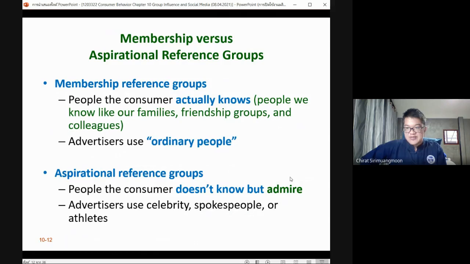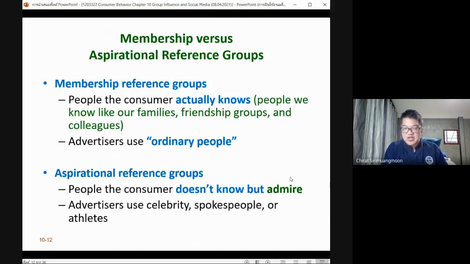If you want to draw attention from the mass media, from normal consumers, from regular people, you need to use ordinary people, like normal people. A good example is the advertisement for clothes. If you can use normal people and put your products on their body, then it looks good. So it has more influence than if you use famous people. But for the aspirational reference group, they are going to use people who are celebrities or spokespeople, like people who talk and other people listen to them, or sportswomen.